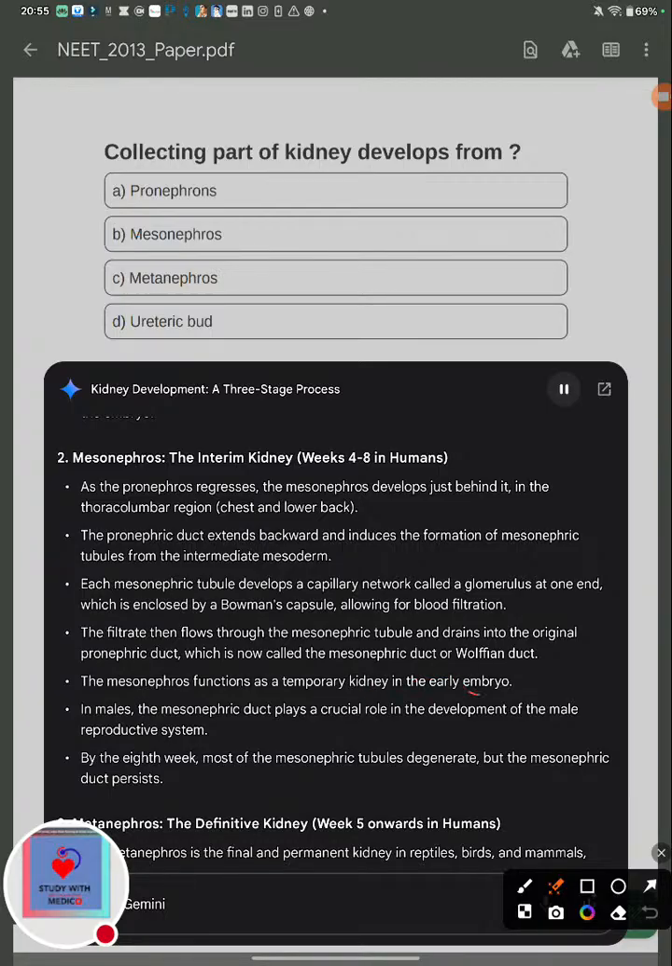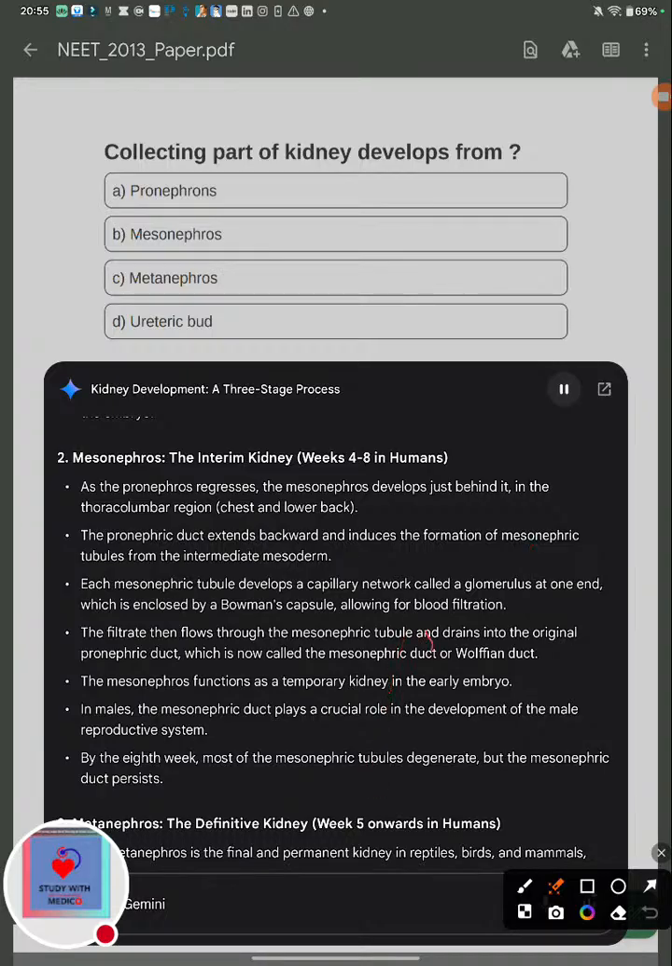Each mesonephric tubule develops a capillary network called a glomerulus at one end, which is enclosed by a Bowman's capsule, allowing for blood filtration. The filtrate then flows through the mesonephric tubule and drains into the original pronephric duct, which is now called the mesonephric duct or Wolffian duct. The mesonephros functions as a temporary kidney in the early embryo. In males, the mesonephric duct plays a crucial role in the development of the male reproductive system. By the 8th week, most of the mesonephric tubules degenerate, but the mesonephric duct persists.